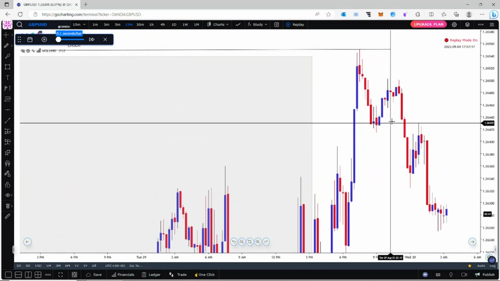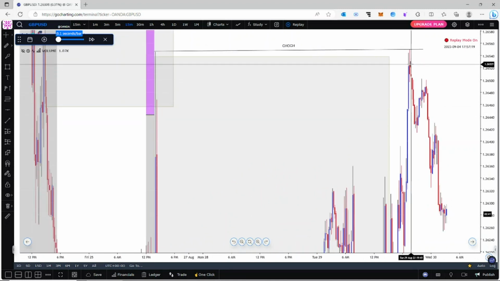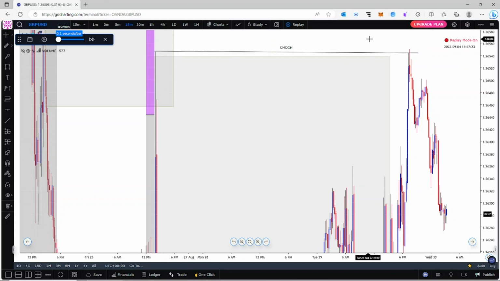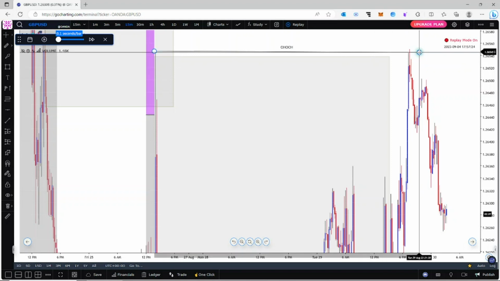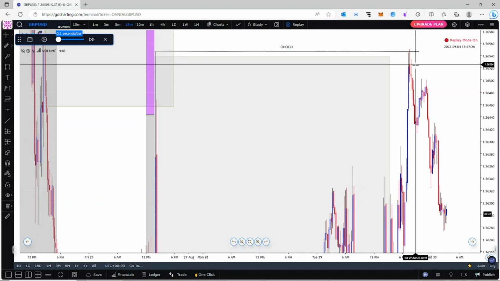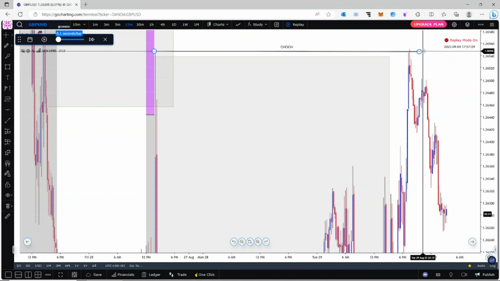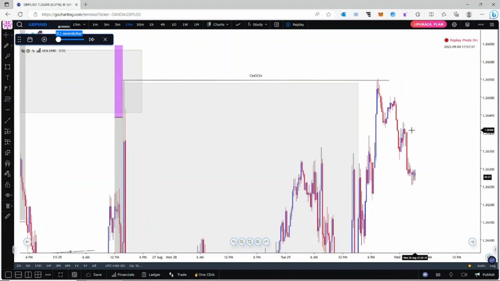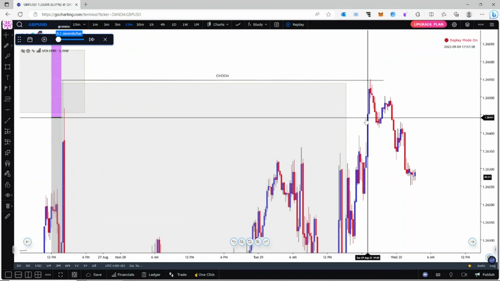It formed an equal high over there. There is a little sweep, I think. Yeah, there is a sweep of liquidity. So if there's a sweep of liquidity, what you can do is to sell.